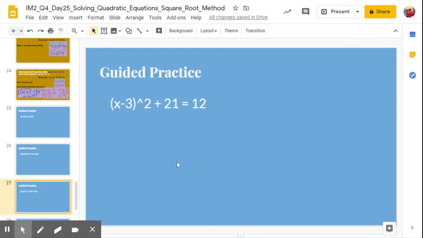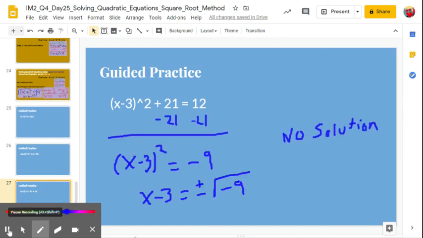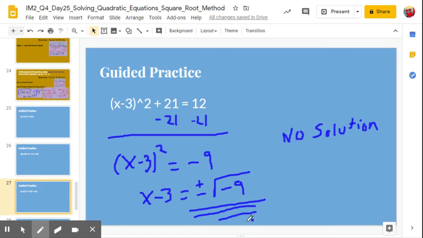Okay, solve x minus 3 squared plus 21 equals 12. All right, threw you a curveball here. So most of you subtracted 21 from both sides. So then we had x minus 3 squared equals negative 9. So then you probably went to take the square root of both sides. So you get x minus 3 equals plus or minus the square root of negative 9. So I'm hoping you saw that and you went, wait a minute, we can't have a square root of a negative number. So for now, that is no solution.